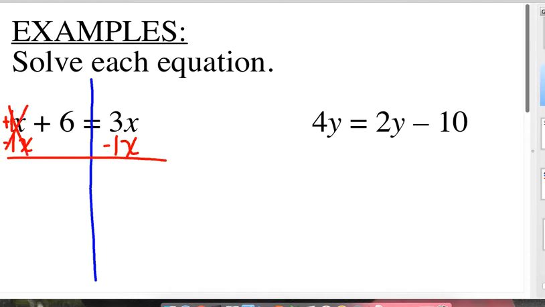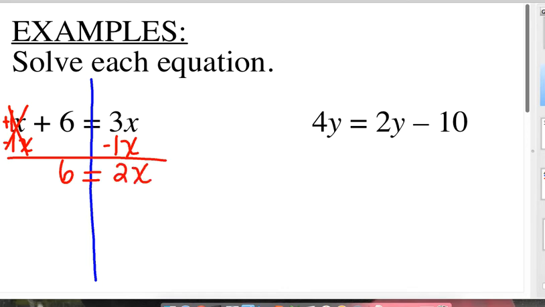On the left, the plus 1x minus 1x cancel out. And I rewrite. Now on the left side of my equal sign, I have a positive 6. And on the right side, 3x minus 1x is 2x.